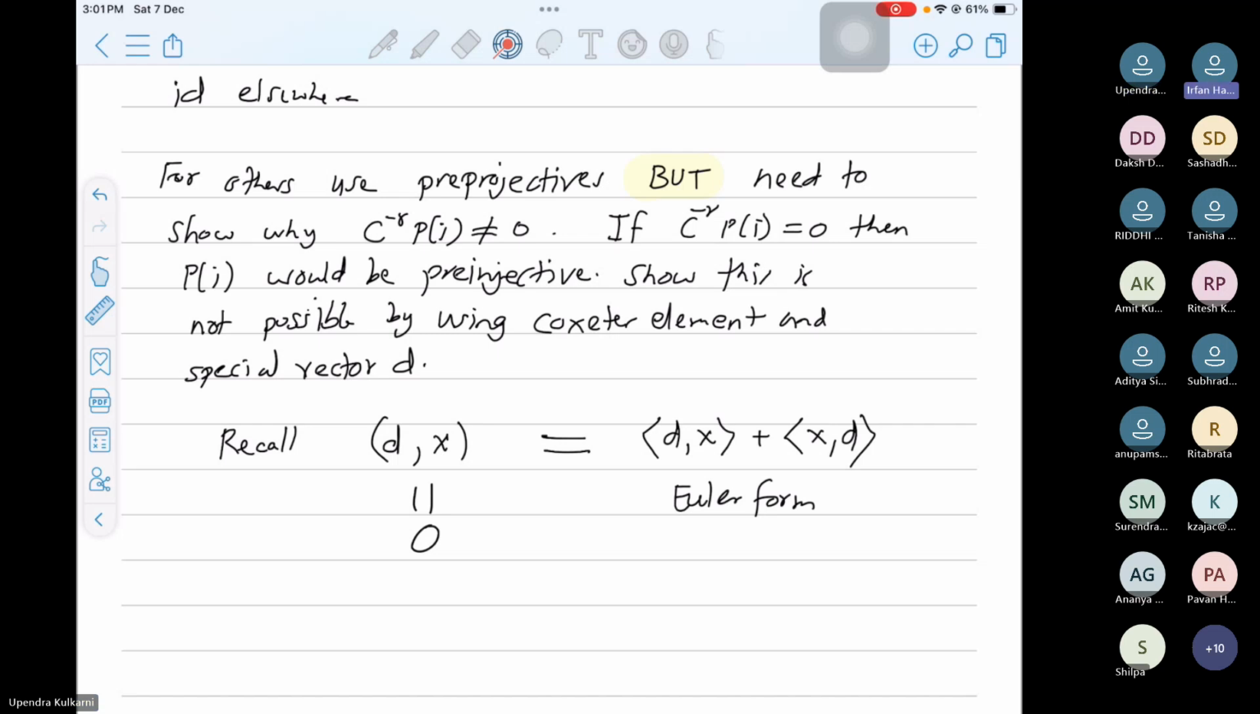Yeah, may I ask a question? Yes, please go ahead. For that affine type diagram, is the conclusion that for any i and r non-negative, this C to the power minus i P_i is non-zero for any i and r? Yes, absolutely. So it is a two n parameter family. Right. Okay, thanks.